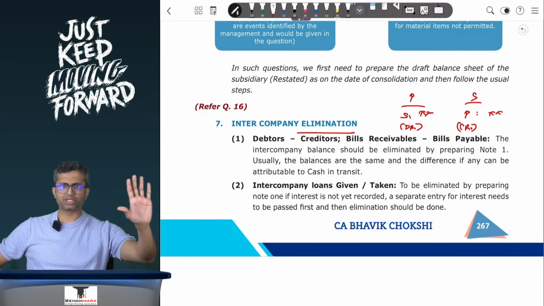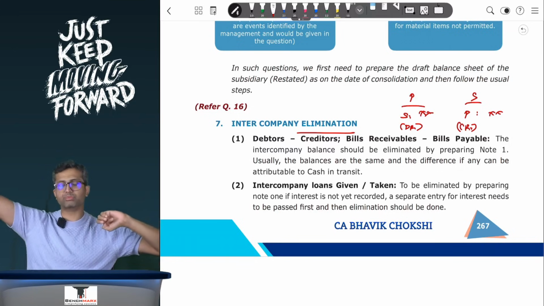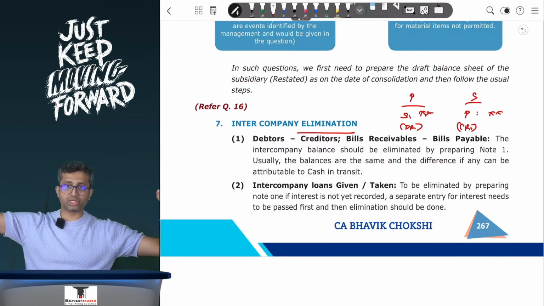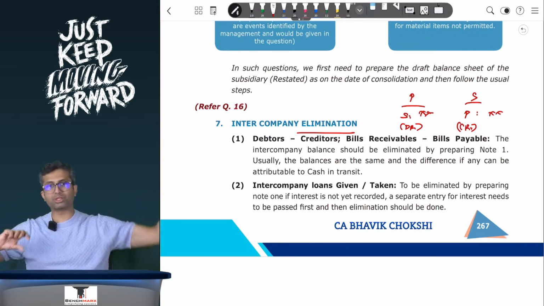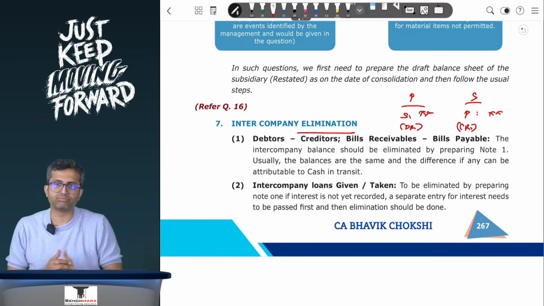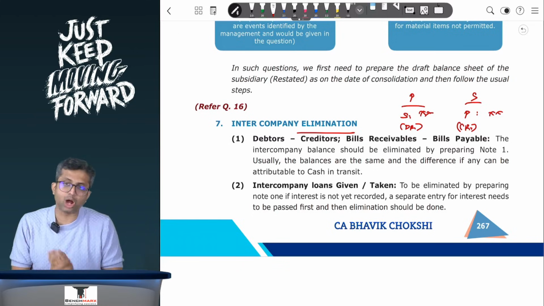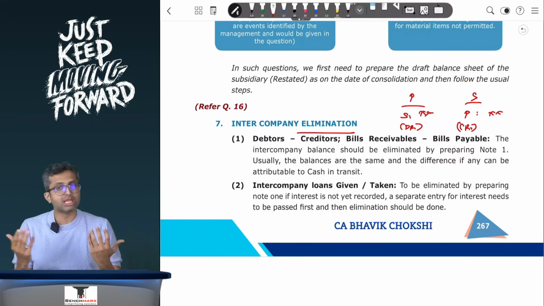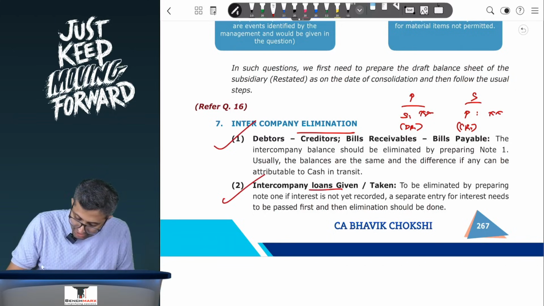So in the parent's books there will be bills receivable, and in the subsidiary's books there will be bills payable. However, if the parent endorsed the bill or discounted the bill, the subsidiary now has to pay the endorsee or the bank as the case may be, and hence there will be no elimination where the bills have been discounted or endorsed. To that extent, for the bills which are still outstanding and held by both the parties, there will be an elimination.